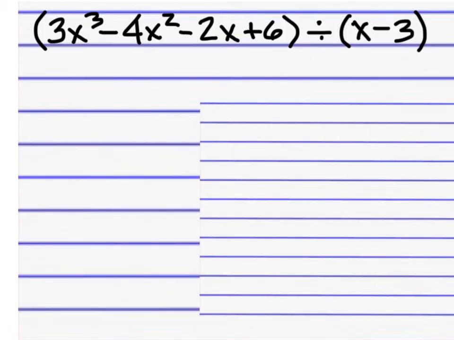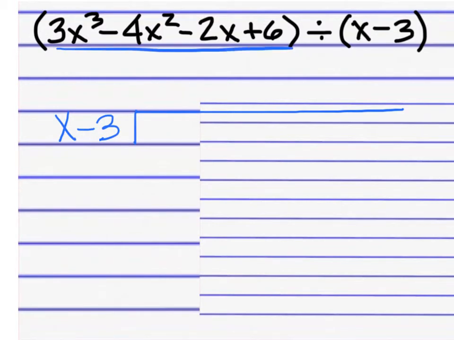The quantity of 3x to the third minus 4x squared minus 2x plus 6, close the quantity, divided by the quantity of x minus 3. You'll start off with x minus 3, and you will divide that into this quantity. Make sure it's in descending powers of x when you write it under the division sign. So it is 3x to the third minus 4x squared minus 2x plus 6.